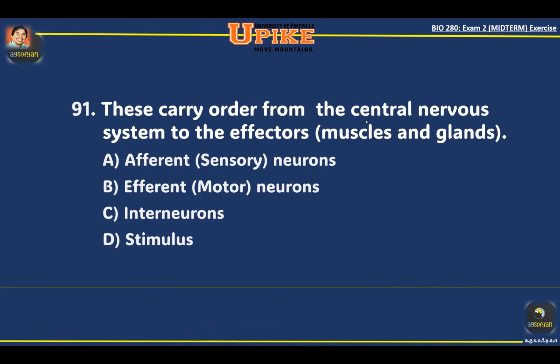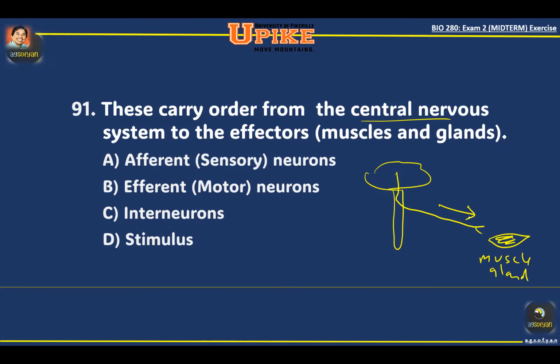These carry orders from the central nervous system, so from your brain. Let's say this is your brain, this is the spinal cord. This will carry the information to the muscles or glands. So this neuron over here is called the efferent or motor neuron, the one that carries orders for your glands and muscles.